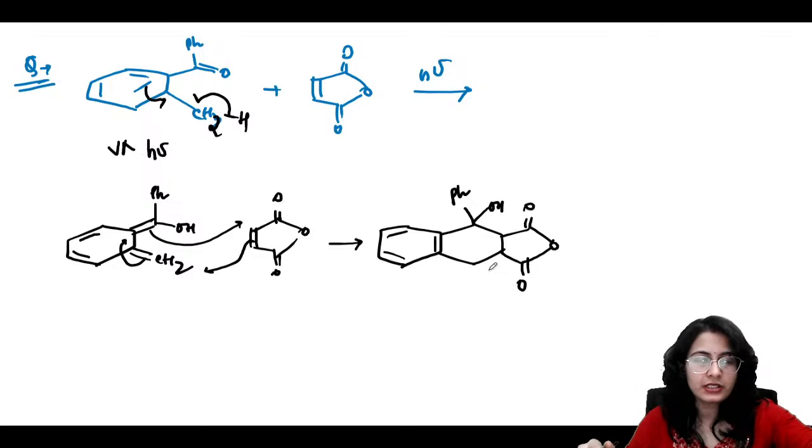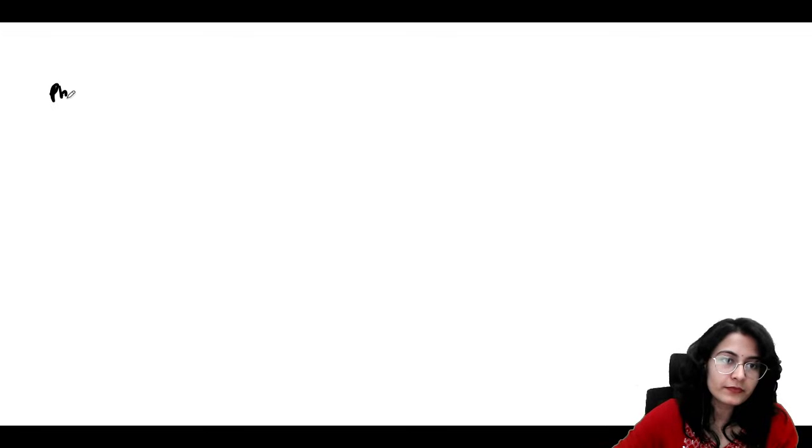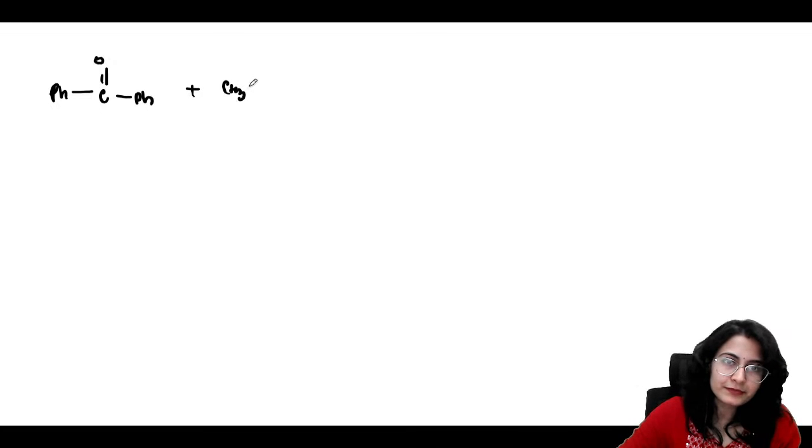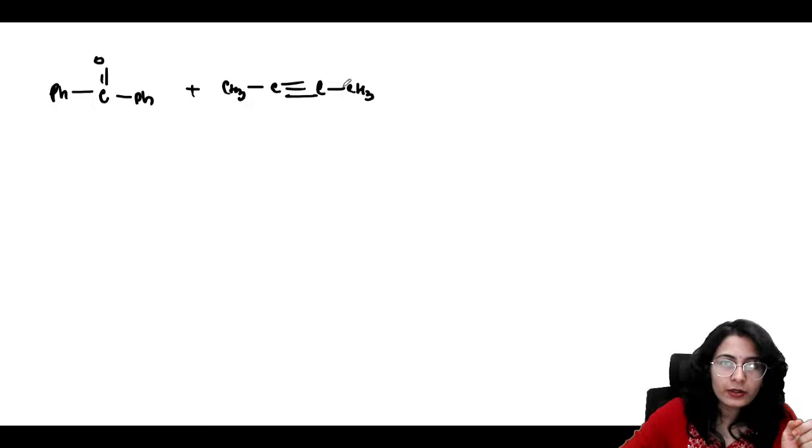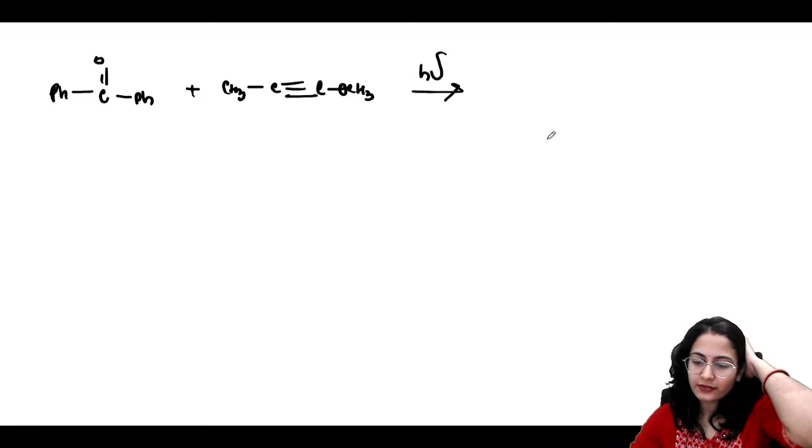Okay, let's do one more question, just one last question. Why leave poor Paterno-Buchi out? Can you see the molecule clearly? It's an alkyne and a carbonyl. What are we going to form over here? This is an OCH3. Is it clearly visible? Diphenyl ketone and alkyne. What is going to happen in the presence of light?